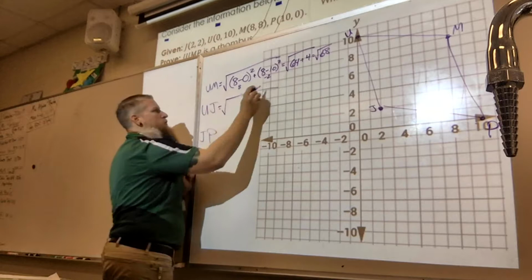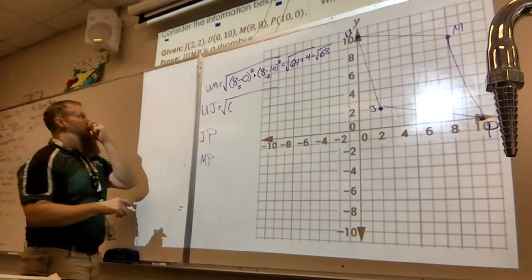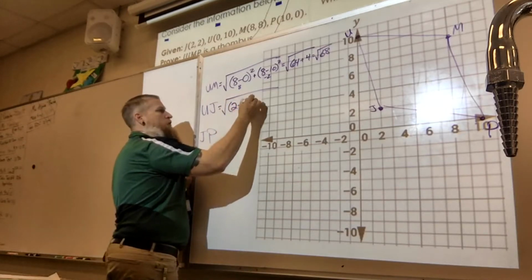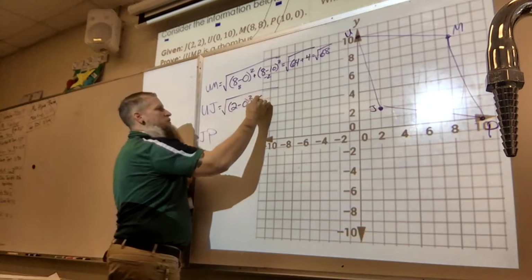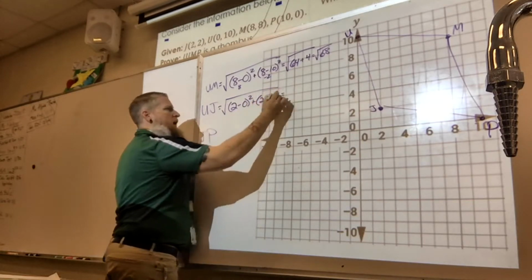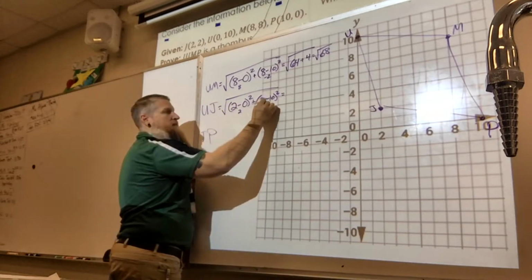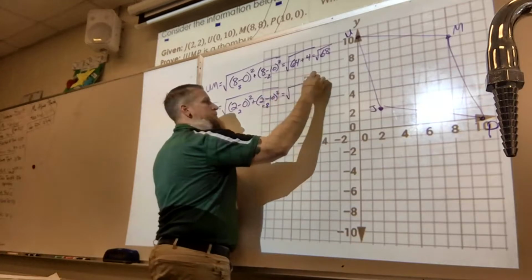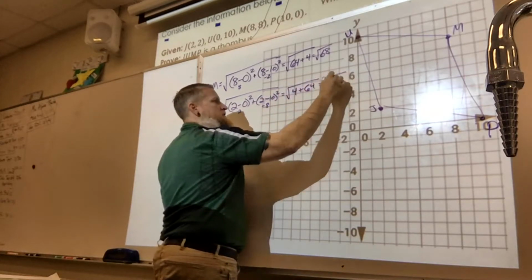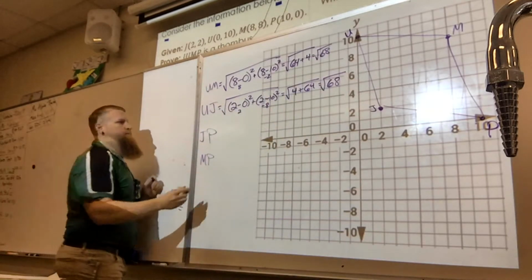Okay, so now I go to U. From U to J. So I've got 2 and 0 being the x coordinates for those. And then I got 2 and 10 being the y coordinates. So 2 minus 0 is 2. 2 minus 10 is negative 8. So that's 4 plus 64, which again is square root of 68. So at least I know those two sides are congruent to each other.